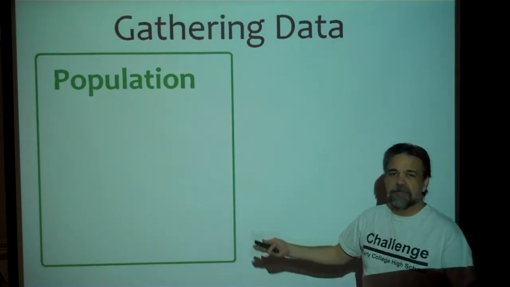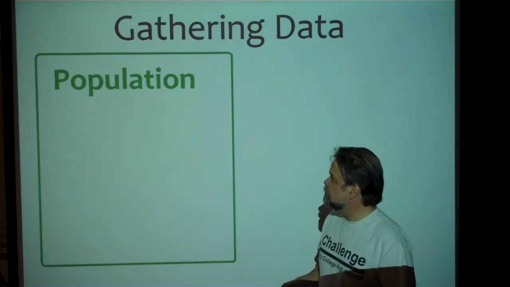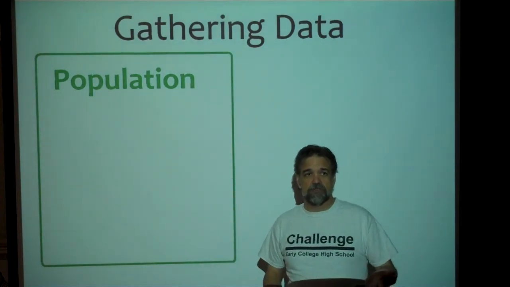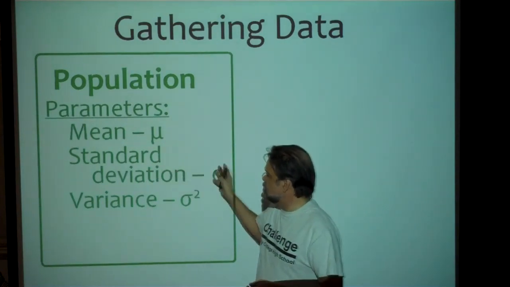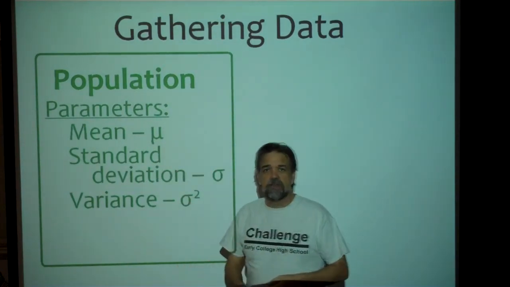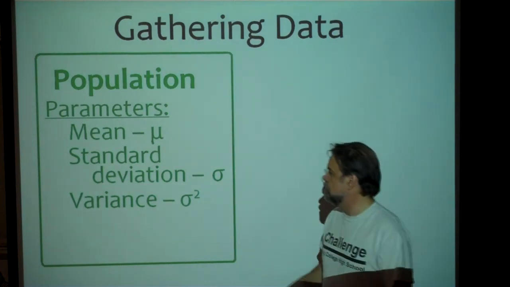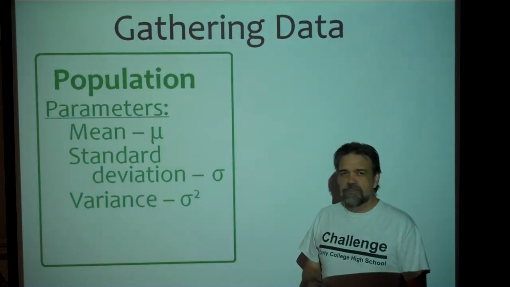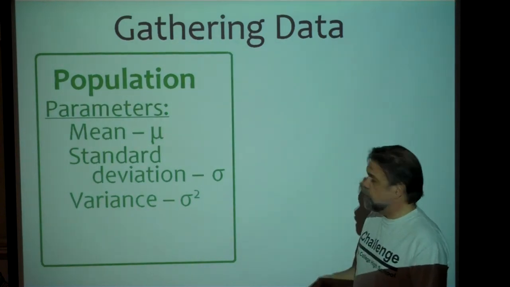We have a population. Now this is going to be a review. We talked about this at the very beginning of the course. We've got this population, and the population has certain characteristics, okay? You can measure the mean, the standard deviation, the variance of some feature. Let's say we want to know the average body temperature of dogs, okay?